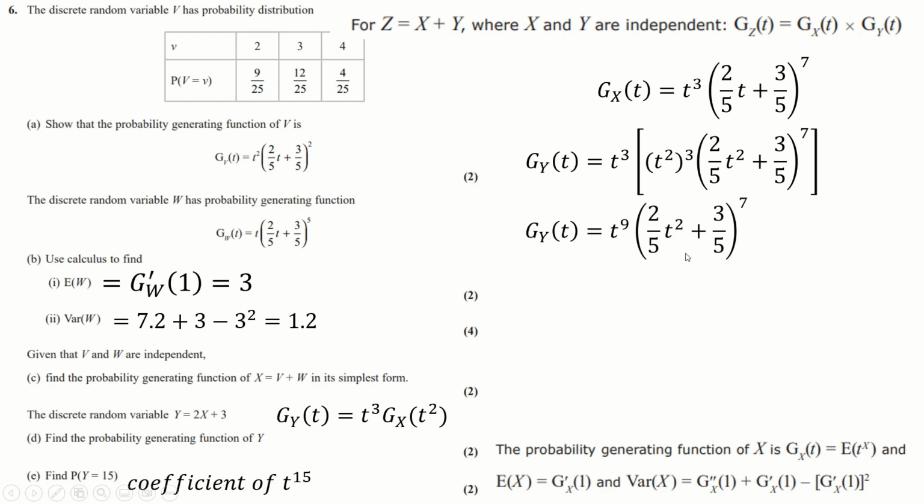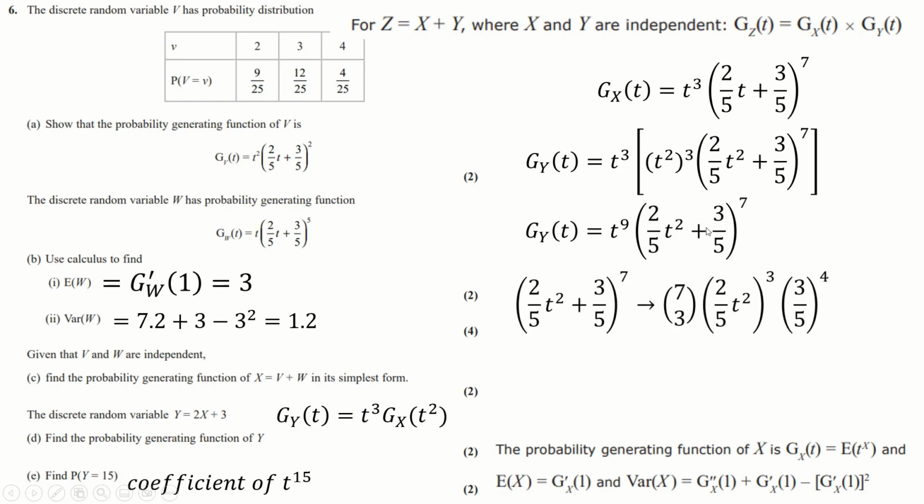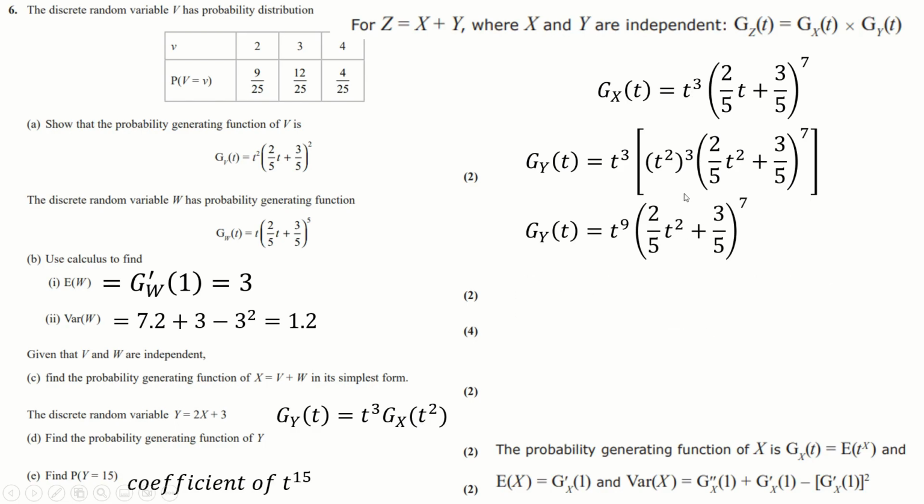So we could do some binomial expansion here. I'm not going to bother. I'm just going to think, well, where would t to the 6 come from here? It would come from having 3 of those and 4 of those, because of course you need to add up to 7. So 3 of those gets me to t to the 6, and then just 4 of those.